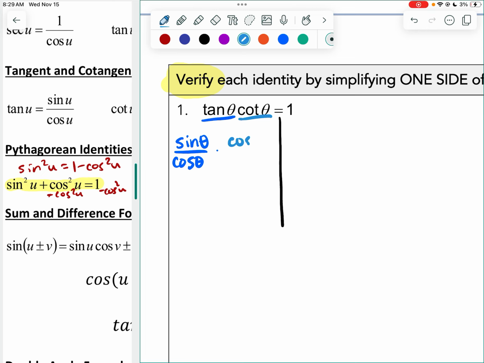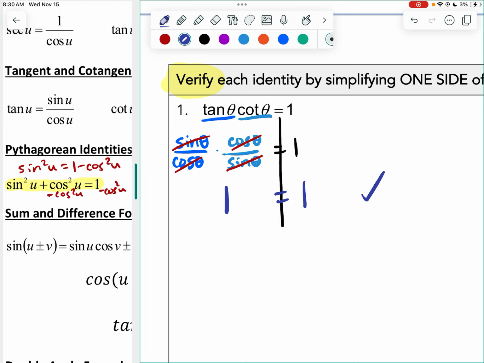Cotangent is cosine over sine. Okay, my goal is to show that that equals 1. So if I look at simplifying this, well, look, you have sine on top and bottom. You also have cosine on top and bottom. So if everything cancels out, you're just left with 1. And you were trying to show that 1 equals 1, and it does.